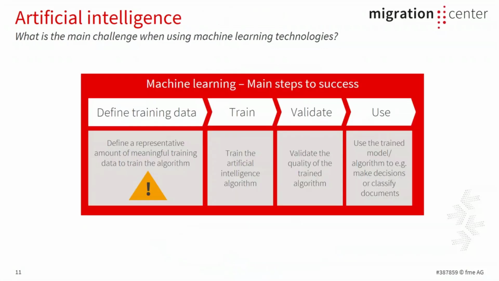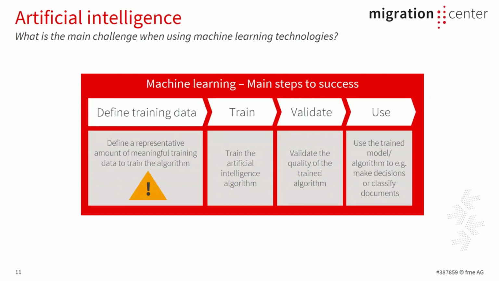But before we go into that topic, let's have a look at the main challenges of using machine learning technologies. Typically, a process of using machine learning always starts with defining metadata, followed by the training of the model, of the artificial intelligence algorithm. Then you need to validate the quality of this trained algorithm. And finally, you use this trained model to make a decision, or simply to classify documents.